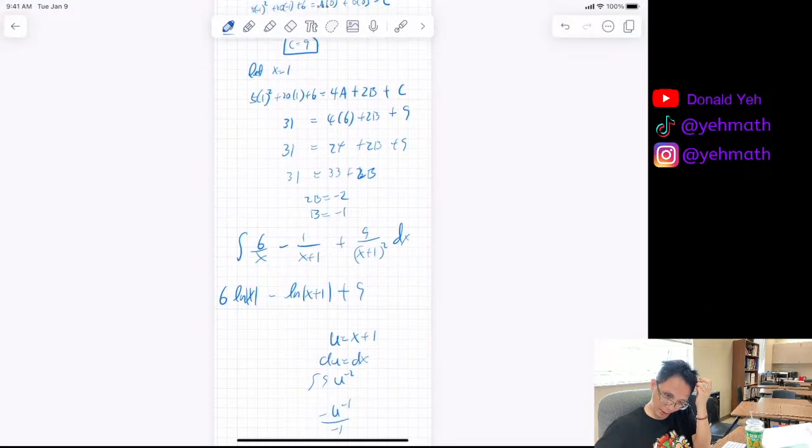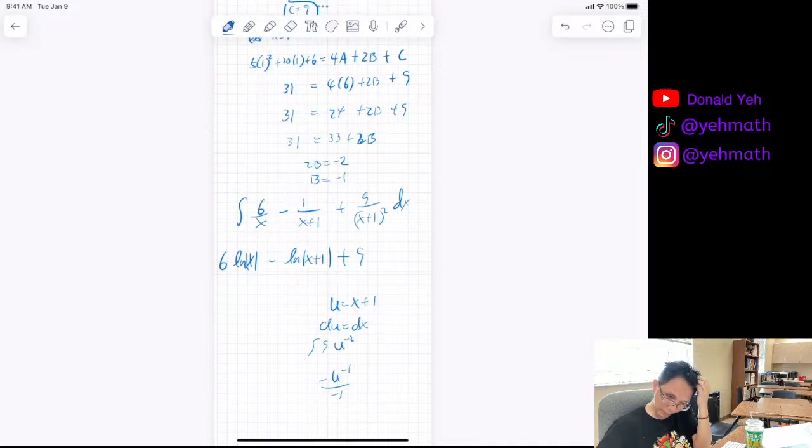C is 9 over 9 times x plus 1 to the first, plus c. I think this one is, wait, this one's -1. It should be -9, right? Yeah.